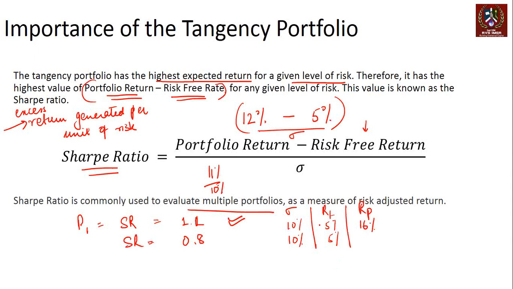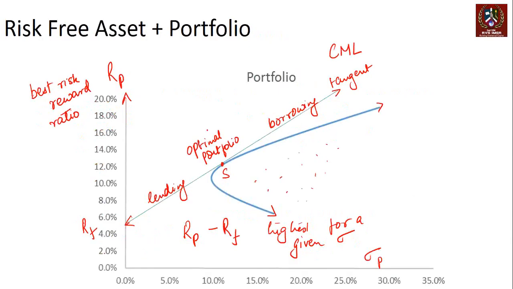16 minus 5, that is 11, divided by 10 is going to give me 1.1. In the second case, the portfolio return has to be 13. 13 minus 5 is 8%. 8% divided by 10 is going to give me 0.8, right? So for the same amount of risk, portfolio 1 is generating a better risk-adjusted return. And that's the crux of using the Sharpe ratio. The idea is that at this optimal portfolio, you have the highest Sharpe ratio, right?